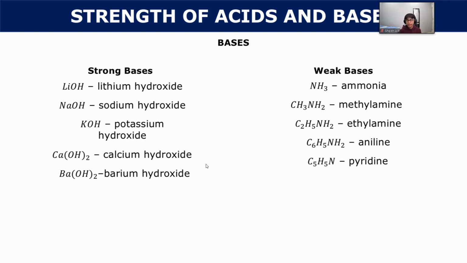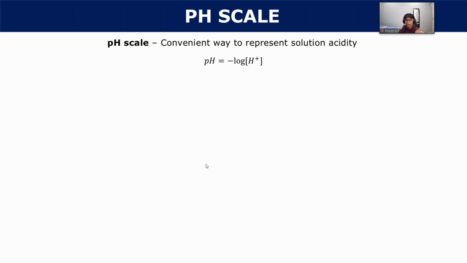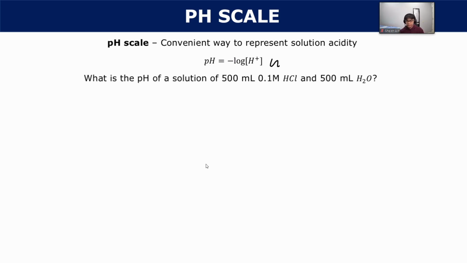All right, let's take a look at the pH scale. You may have come across the pH scale in your everyday life, but what it really is is just a convenient way to represent the acidity of a solution. And it actually has a formula. pH is the negative log of the concentration of H plus ions. Let's take a look at an example to see what that really means. We're given 500 milliliters of 0.1 molar hydrochloric acid combined with 500 milliliters of water, and we're asked to find the pH of that solution.